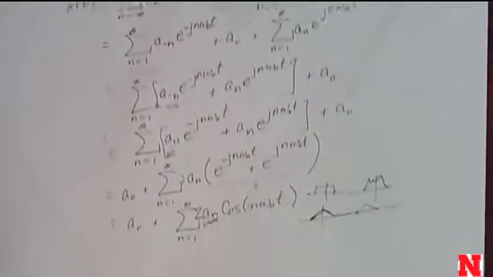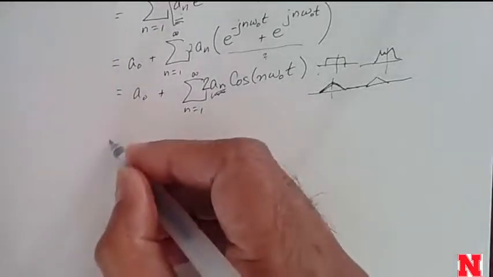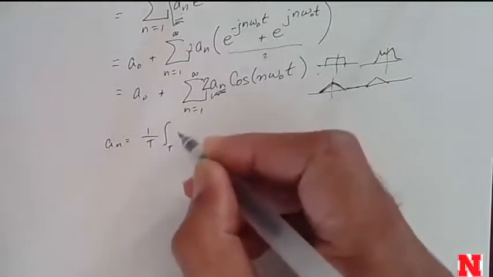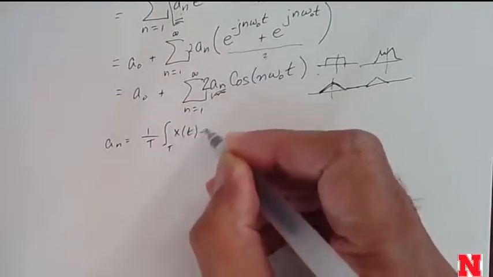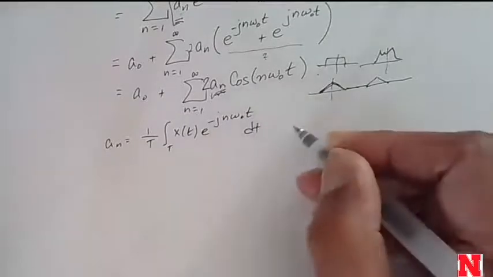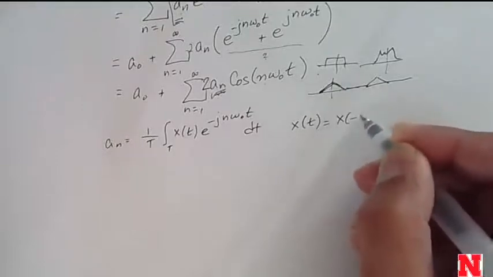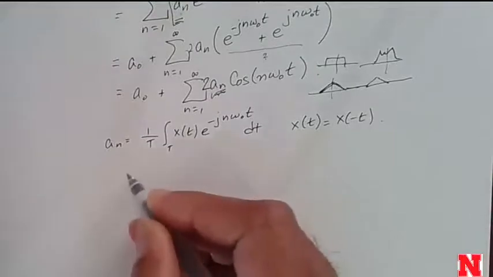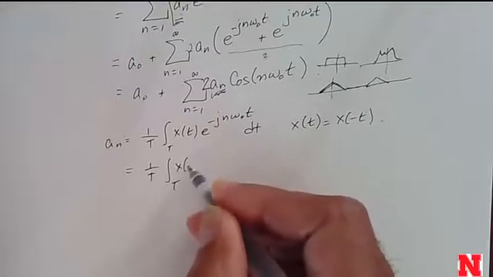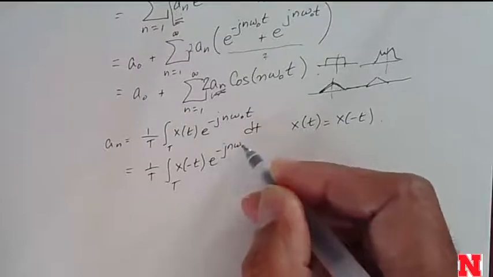And we can show that pretty easily. And let me very rapidly show that. So a sub n is equal to 1 over T integral over T of x of t e to the minus j n omega naught t, right? So assume x of t is even. When x of t is even, x of t is equal to x of minus t, right? So what I can do is take this and replace x of t with x of minus t, because it's an even function.